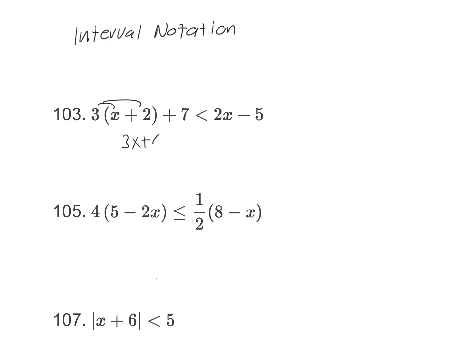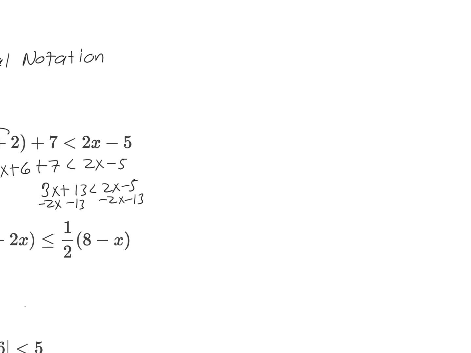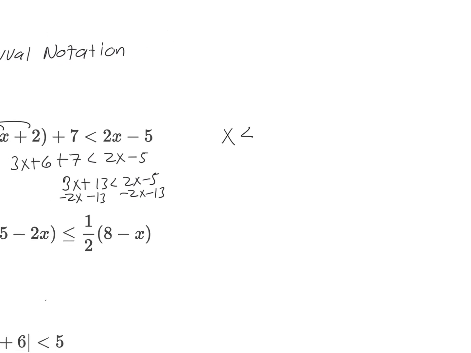So then I get 3x plus 6 plus 7 is less than 2x minus 5. And then this is going to be 3x plus 13 is less than 2x minus 5. And now let's subtract 2x, subtract 13. And then when I fully solve this inequality, it's going to be x is less than negative 18. So this is your answer as a statement. I would sketch a graph just to see where our solutions are going to be. So if I have negative 18, because this is a strict inequality, I'm going to have an open circle over negative 18, and any number less than negative 18 is going to be to the left of it. So this is where our solutions are going to be.